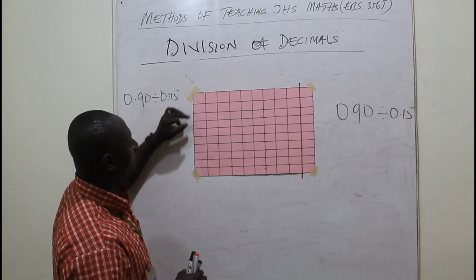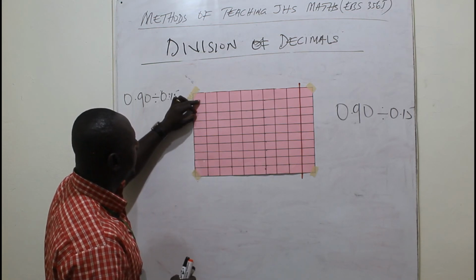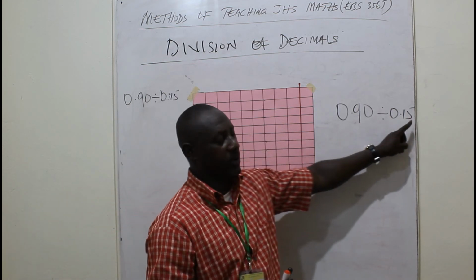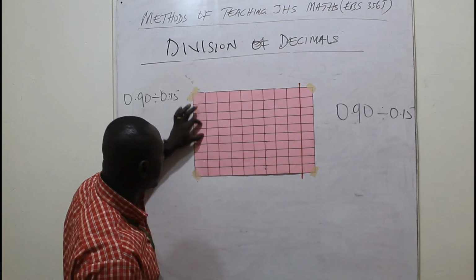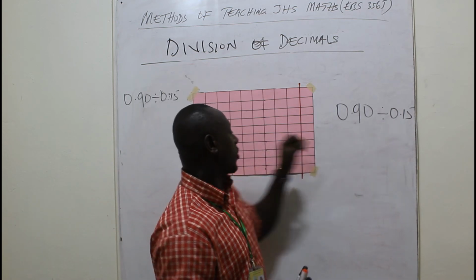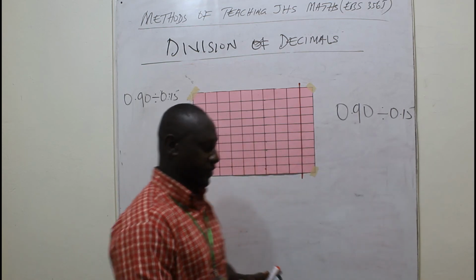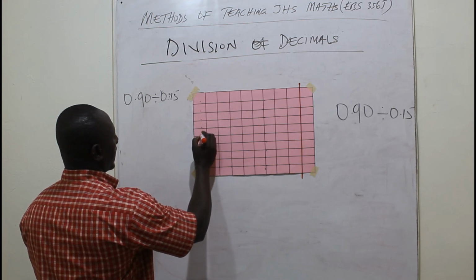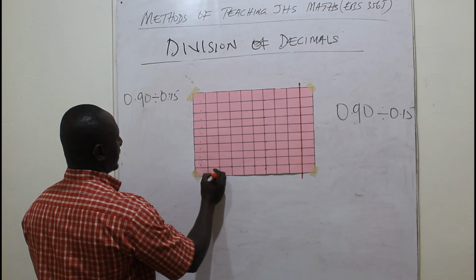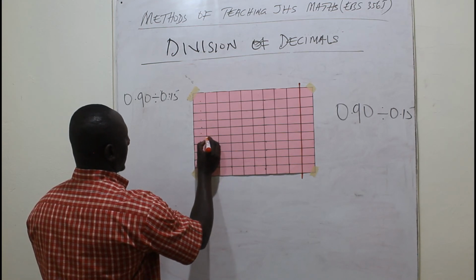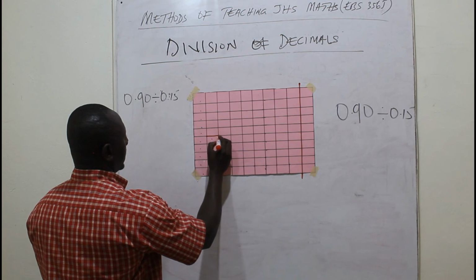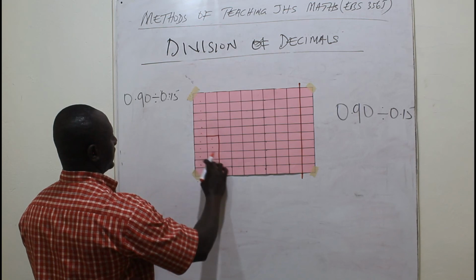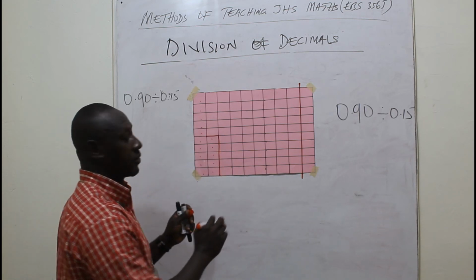Okay, so we are going to count it in this way. Whenever you have 15 of these smaller boxes here, it's going to represent 0.15. If you have 15 of these smaller boxes here, that represents 0.15. So let's start counting. 1, 2, 3, up to 15. So we have 1 here. Okay? So the first one is this one. That's the first 15.